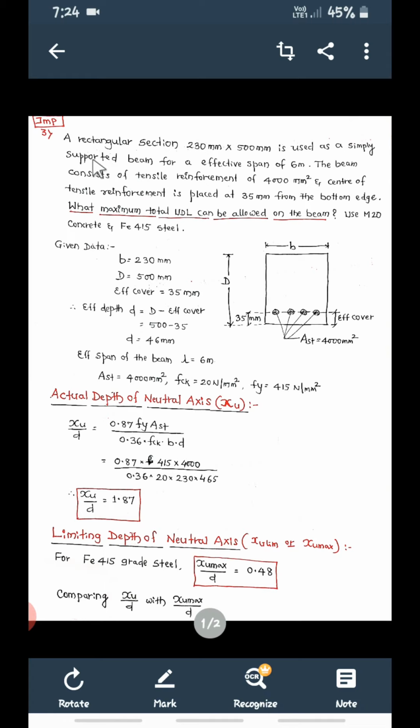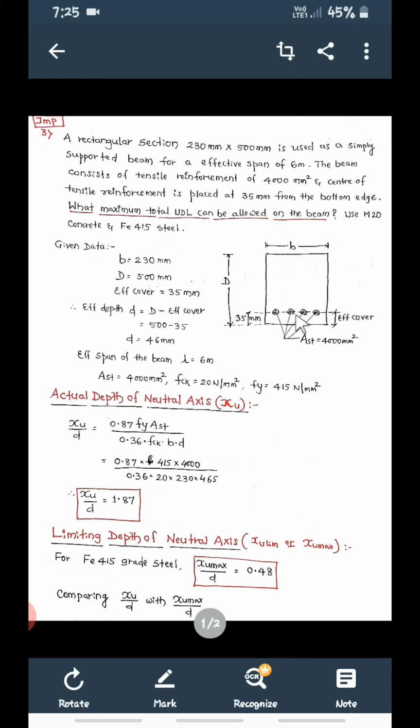So the problem is like this: a rectangular section 230 mm into 500 mm is used as a simply supported beam for an effective span of 6 meter. The beam consists of tensile reinforcement of 4000 mm square, and the center of tensile reinforcement is placed at 35 mm from the bottom edge. What maximum total UDL can be allowed on the beam? That maximum UDL is what we need to find out. Use M20 grade concrete and Fe 415 steel.